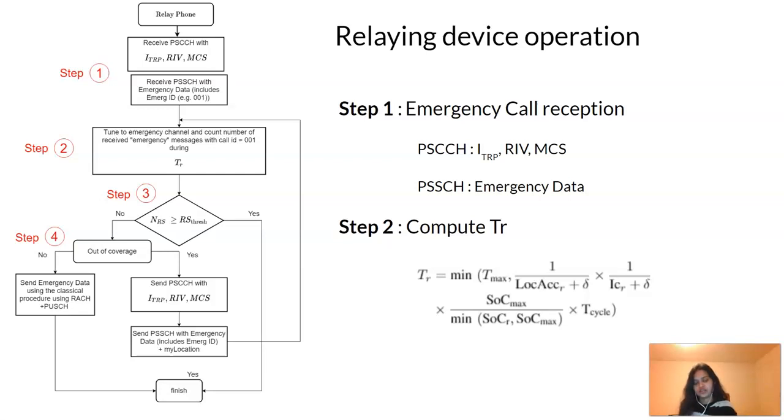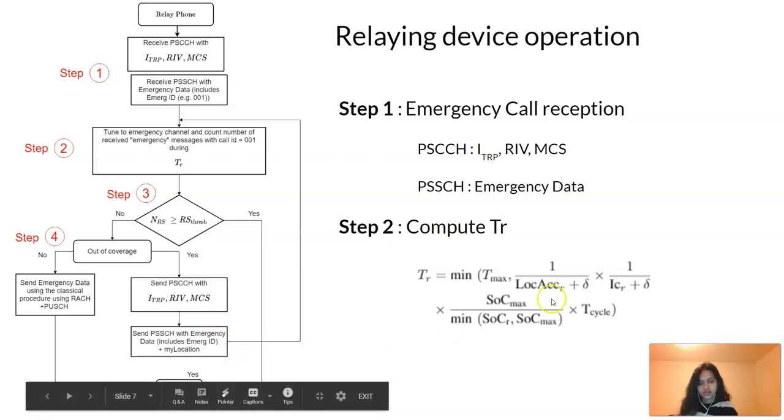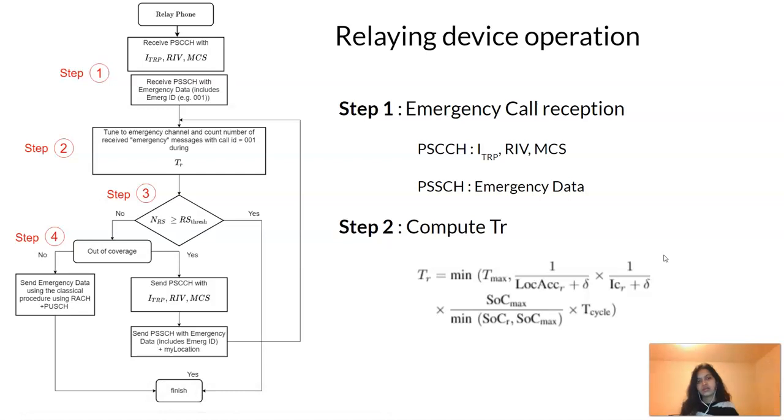After receiving the emergency data, it will compute a waiting time parameter TR according to the equation given here. This equation is basically dependent on three variables which are unique to each relay device.